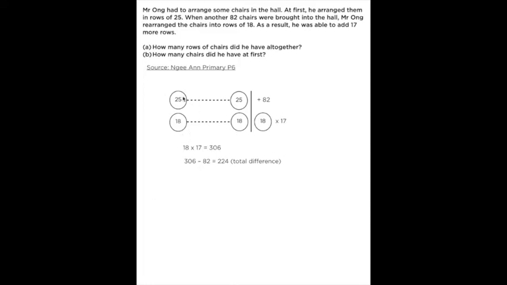Difference in one group is 7, 25 subtract 18. Difference in one group. Now, how many groups of 7 make up 224? To get that, what you can do is 224 divided by 7, that is equal to 32, and 32 represents the number of groups.